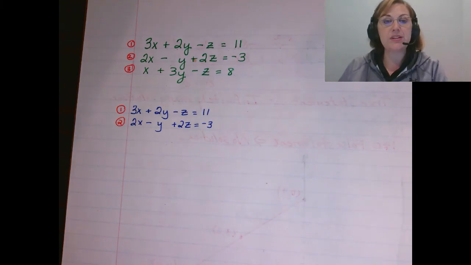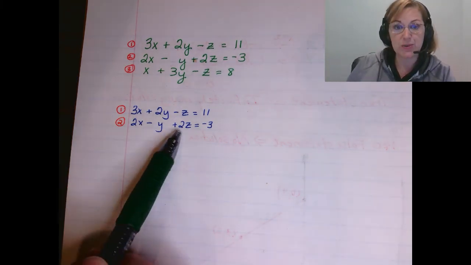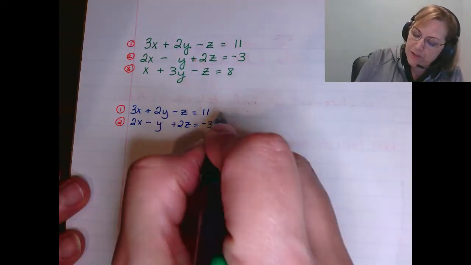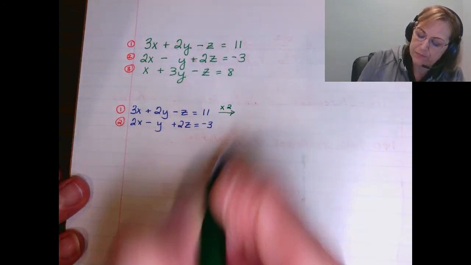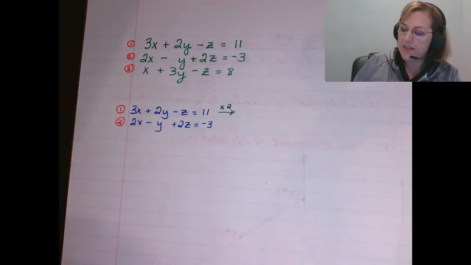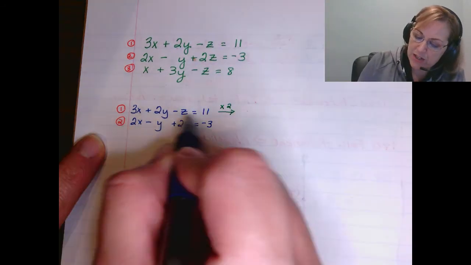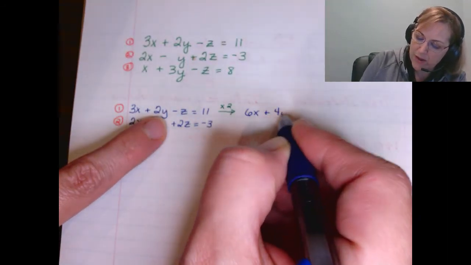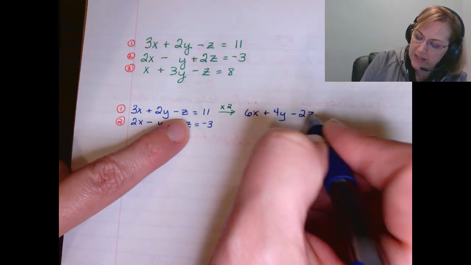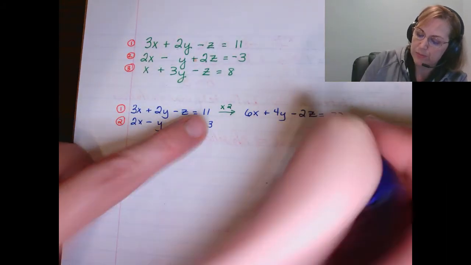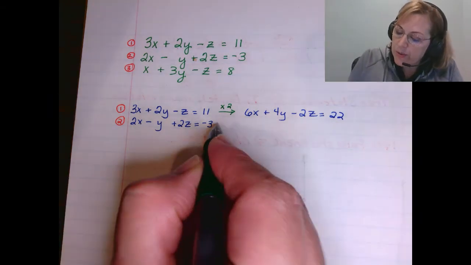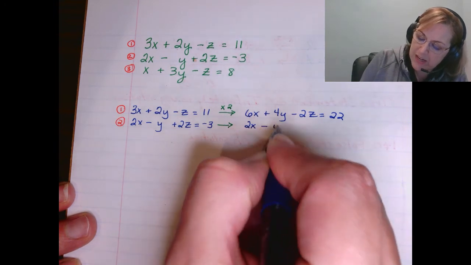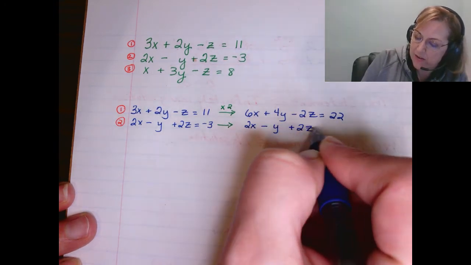Now, in order to eliminate the z variable, if a 2 is here, then I need a negative 2 here. So I'm going to multiply that first equation by positive 2. And that leaves me with everything in this equation getting multiplied by 2. So 6x plus 4y minus 2z equals 22. Equation 2, I'm not going to change at all. I'm just going to rewrite it. If you want to put times 1, that would be fine.